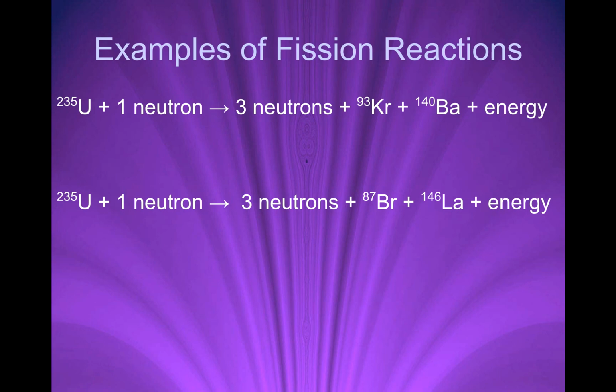Here are some more examples of fission reactions. Notice that fission reactions always produce three neutrons and then two smaller nuclides, daughter nuclides.